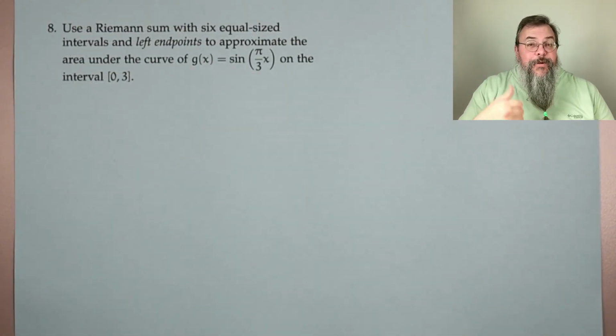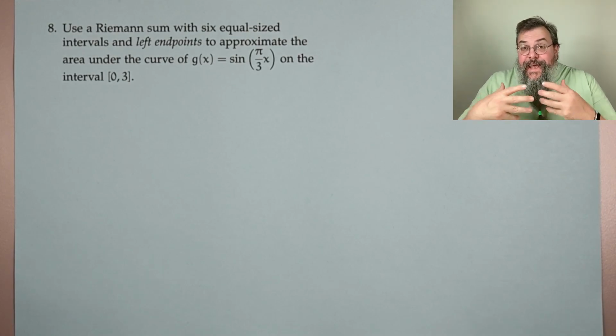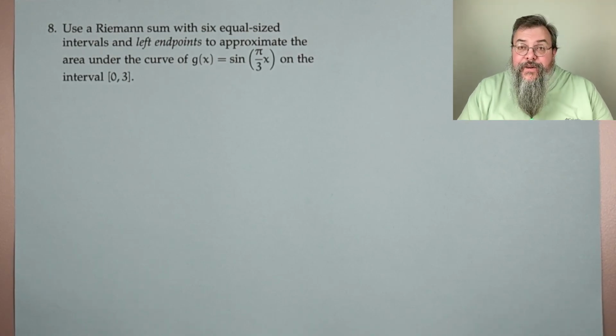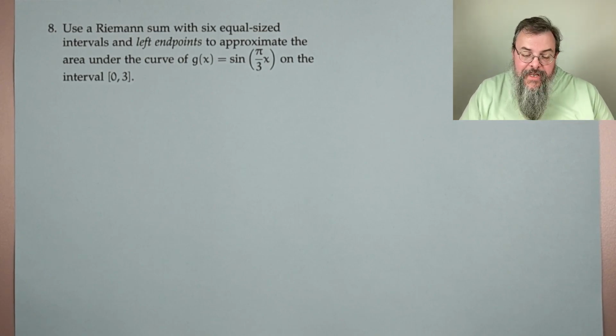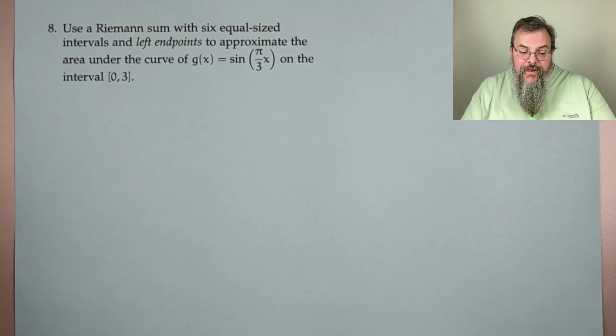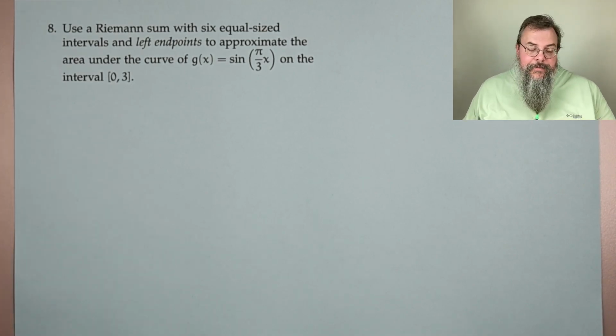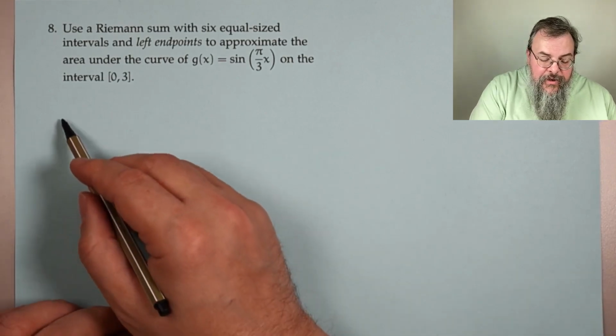Use a Riemann sum with 6 equal-sized intervals and left endpoints to approximate the area under the curve of g of x equals sine pi thirds x on the interval 0 to 3. All right, so let's figure out what's going on. Let's mark our interval.